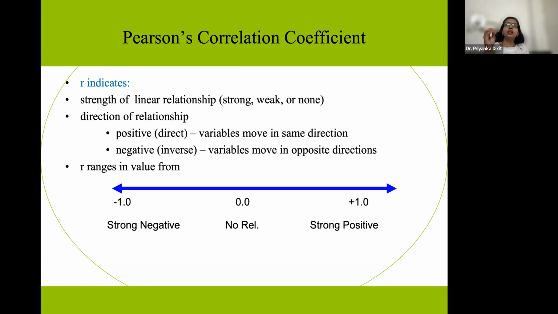If your calculated correlation value is towards 0, what do you say? Variables are not linearly related. It's very important that you say there is no linear relationship. Is it okay?